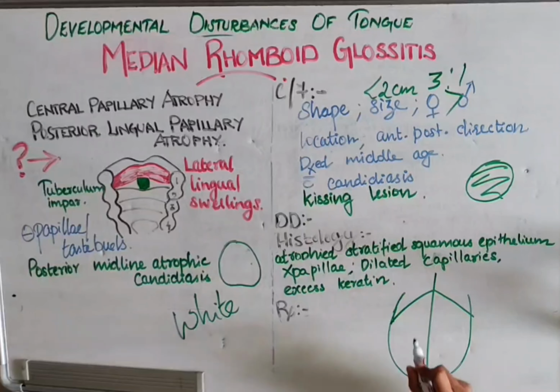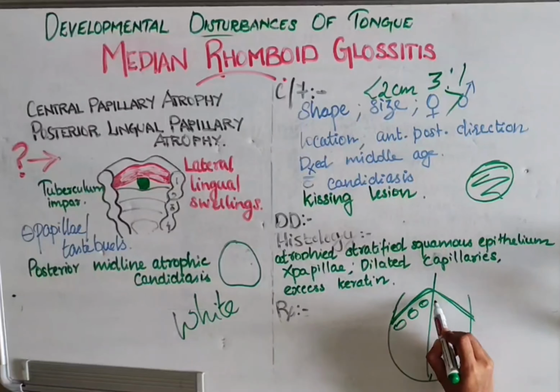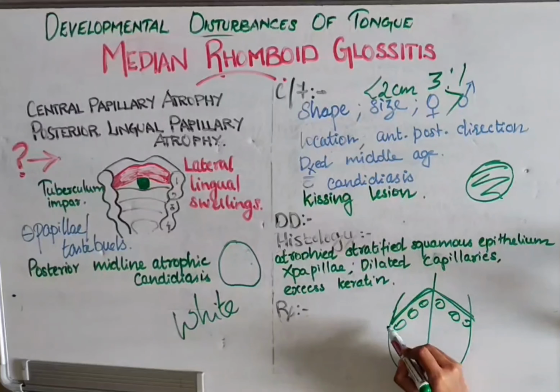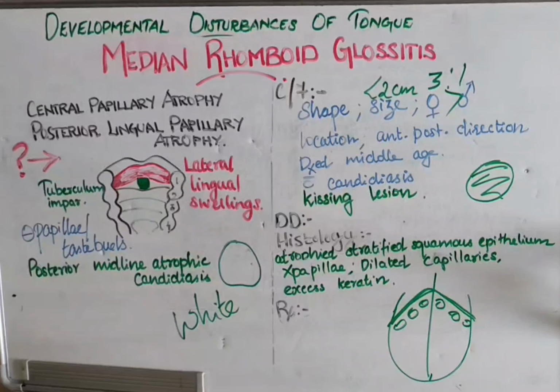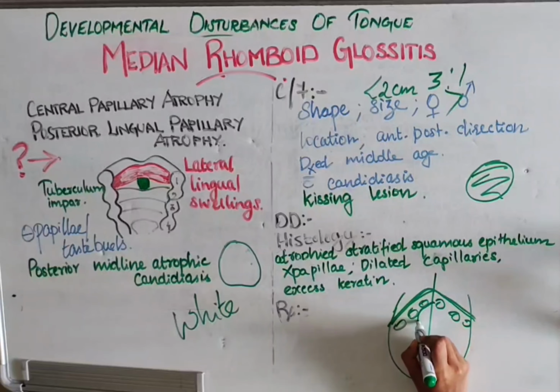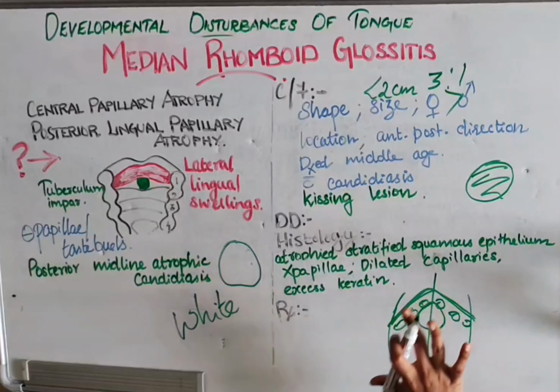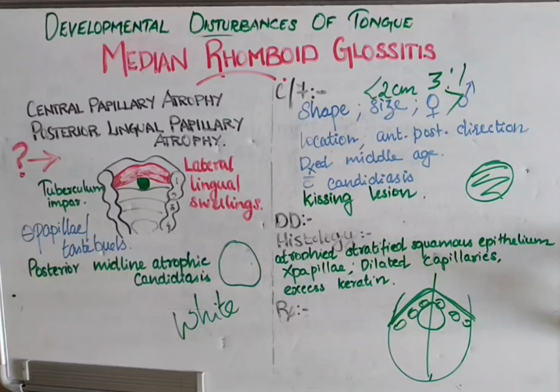It will be every time anterior to the circumvallate papillae. We know circumvallate papillae are arranged in a V-shaped grouping. Median rhomboid glossitis will be every time anterior to the circumvallate papillae. No cases have been reported posterior to the circumvallate papillae. So every time it is anterior to the circumvallate papillae.